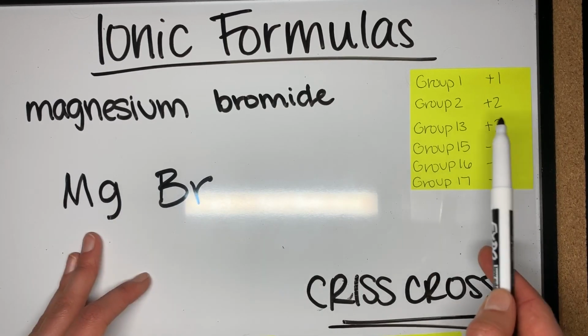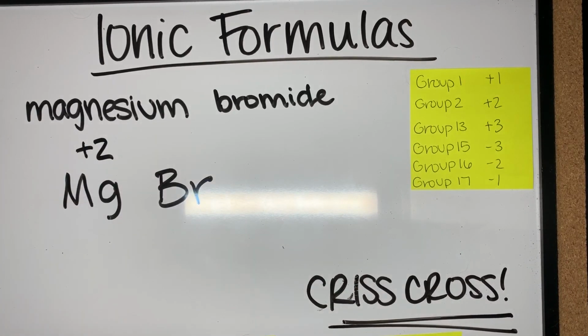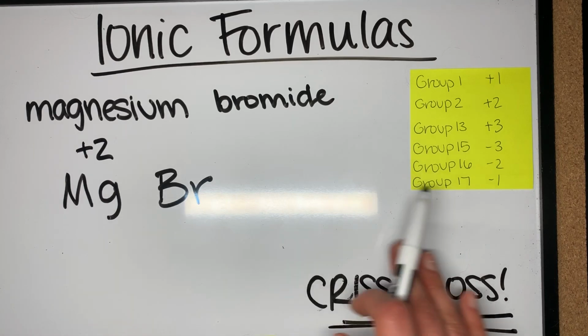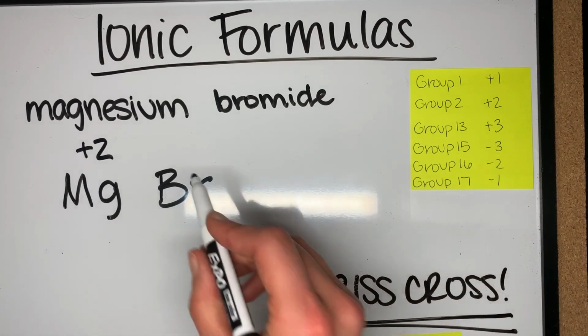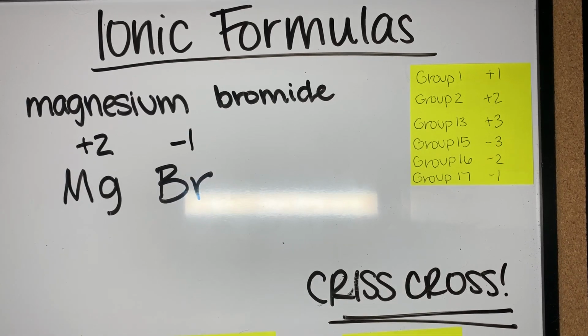Magnesium is in group 2, so we know that it is going to have a +2 charge. And again, I just read it above. It's not actually a part of the formula, but we use it to get our formula. Bromine is in group 17, so I know that it is going to have a -1 charge to it.